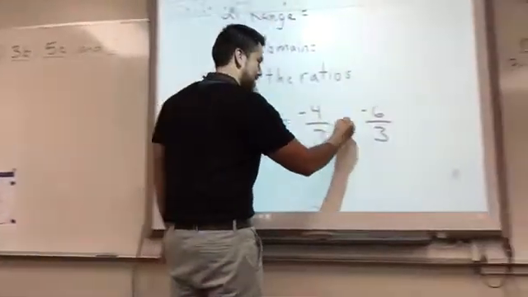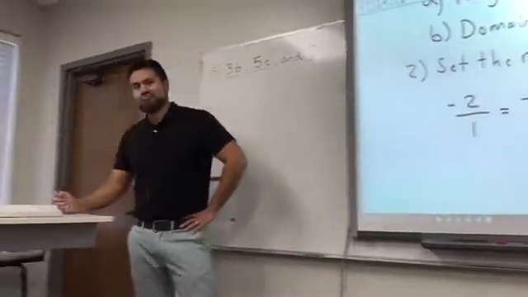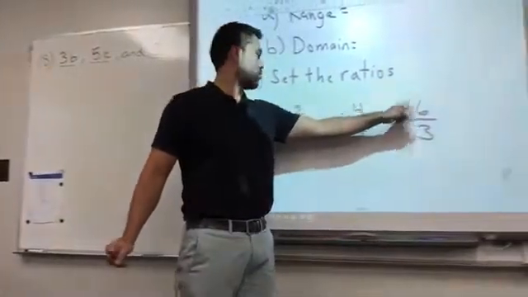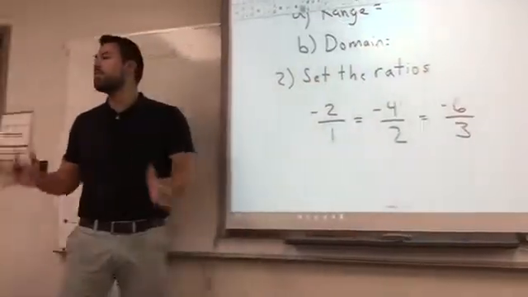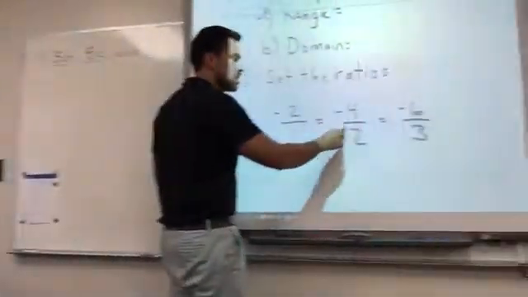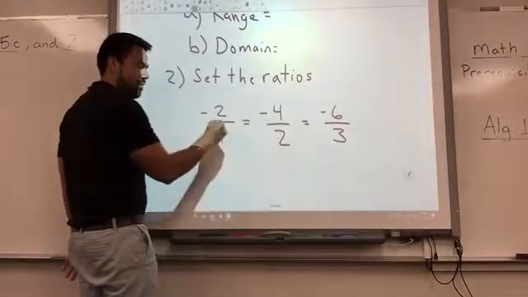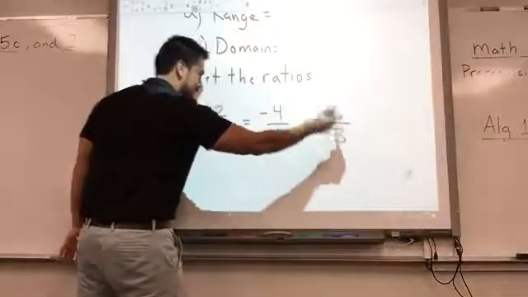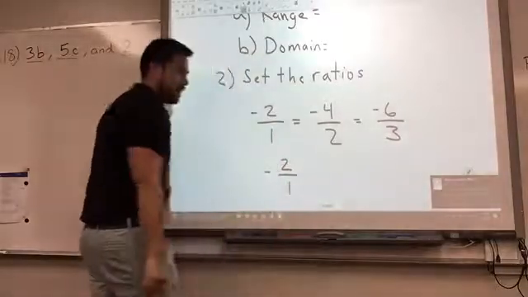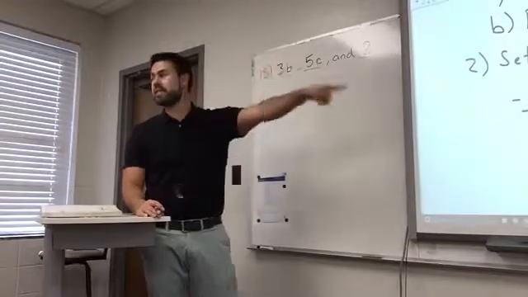You mean they're all the same? Yes. If you multiply negative 2 over 1 by 2 over 2, or 3 over 3. Good. Hey guys, you remember what a ratio is? It's a comparison of two numbers. What do we do with ratios that can be reduced? We reduce them. So what does this become? You know what the ratio is? Negative 2 over 1. All of them point to negative 2 over 1.